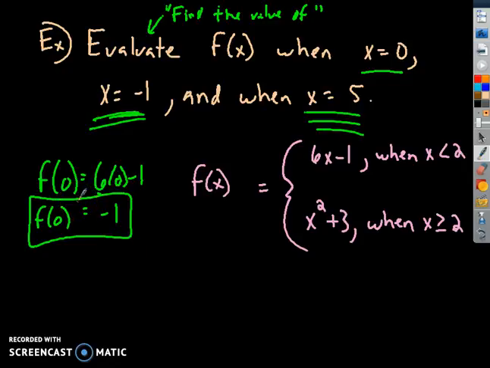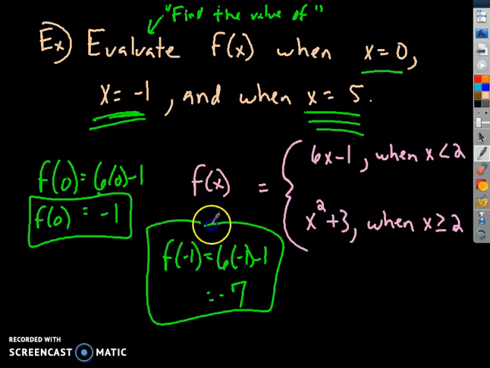If you wanted to find f of negative 1, then you have to decide which equation should I use. Well, negative 1 is also less than 2, so I still should be using this first equation. So it's going to be 6 times negative 1 subtract 1, which is negative 7. All right, and this is negative 7.